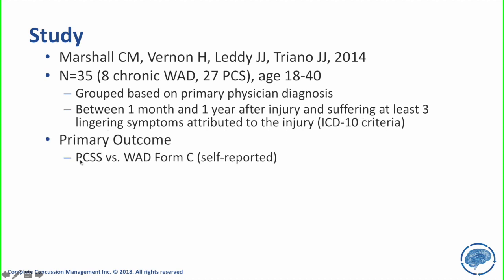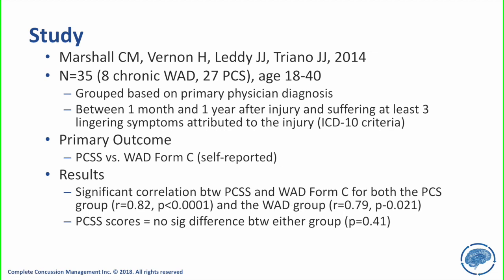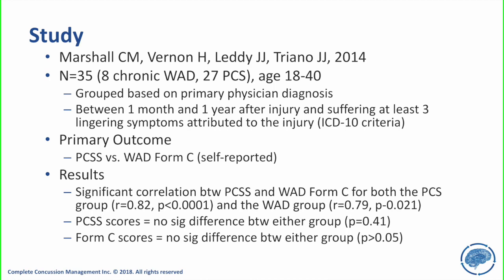And the outcomes we were looking at is the post-concussion symptom scale, which is from the SCAT, 22 symptoms rated 0 to 6. And then also the WAD Form C, which is from the Quebec Task Force, but it looks at whiplash symptoms rated from 0 to 4. And the results, we found a significant correlation between the post-concussion symptom scale and the WAD Form C in both the concussion group and the whiplash group. And we found no significant difference between either group on the post-concussion symptom scale and no significant difference between either group on the WAD Form C.